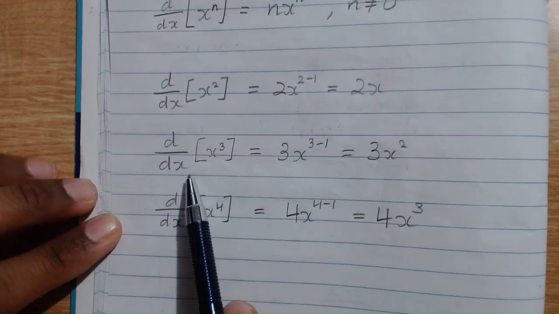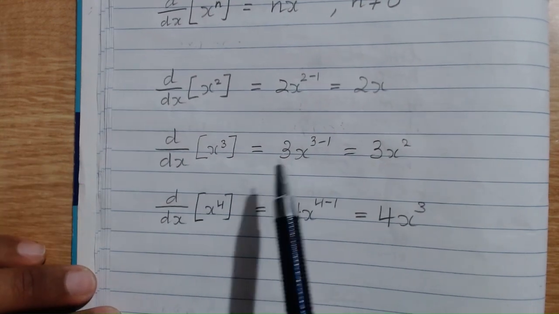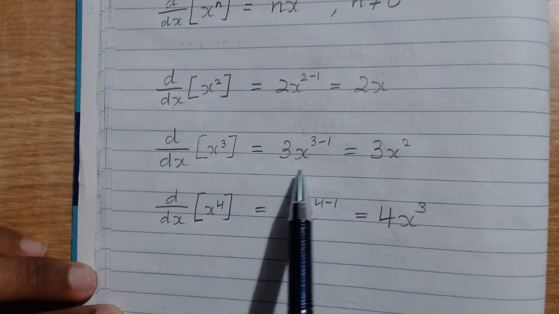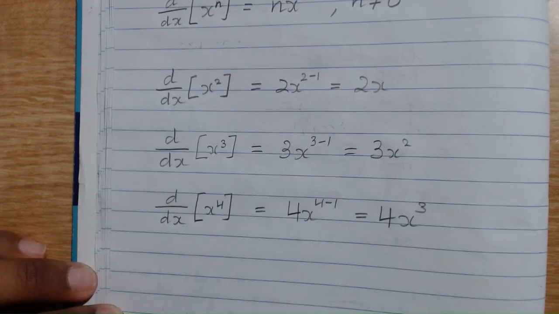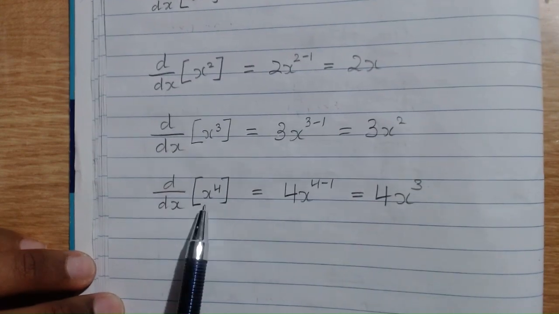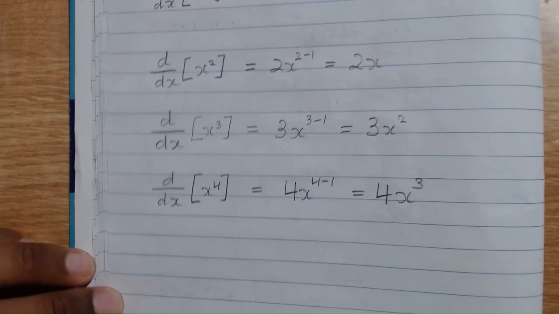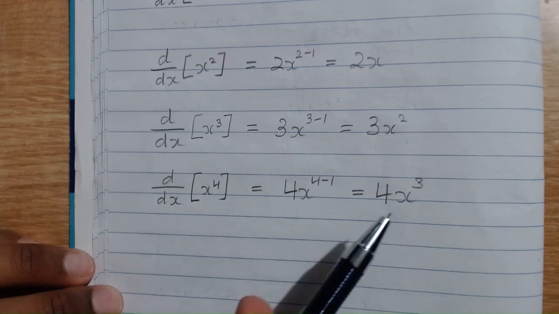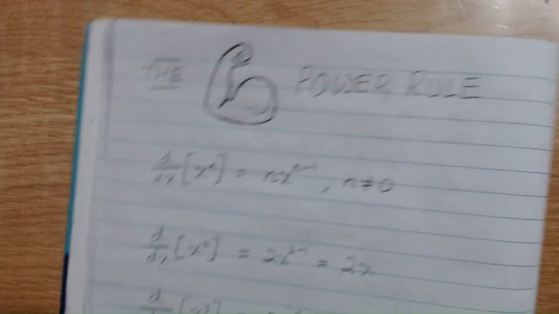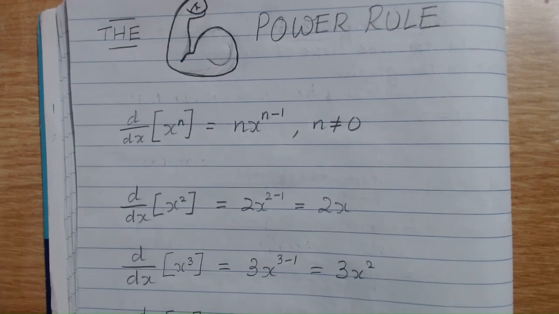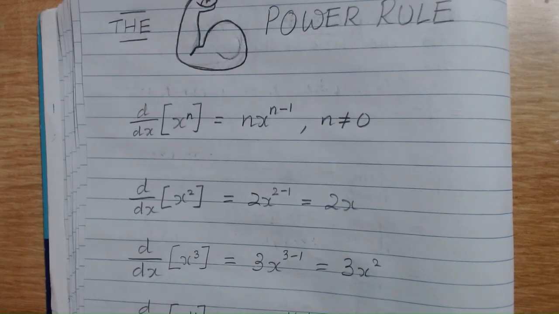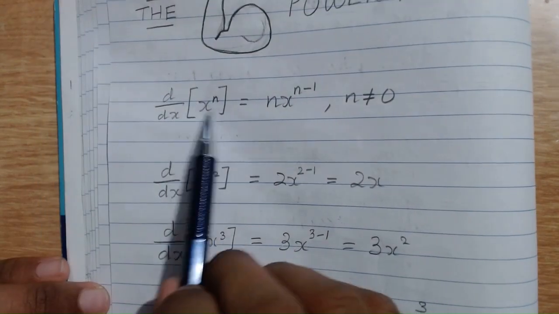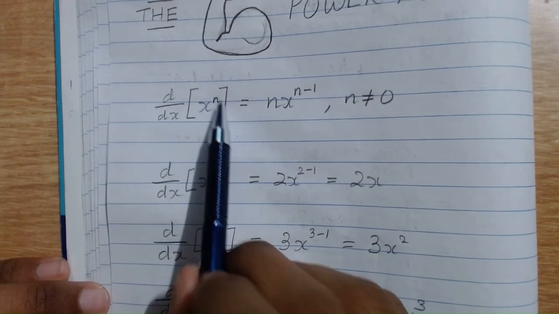I have the derivative of the function x cubed now, and we're going to evaluate the derivative of this. So we bring 3 down, minus 1 from the 3, and we get 3x squared. The same thing for x to the fourth power. Bring the 4 down, minus 1 from the power, and we get 4x cubed. And that's the power rule. It's just a nice and easy way to find the derivative of functions where you have a polynomial or a power or an exponent.